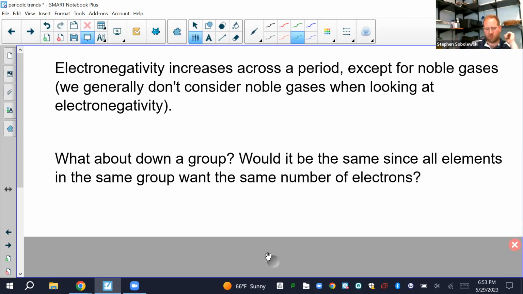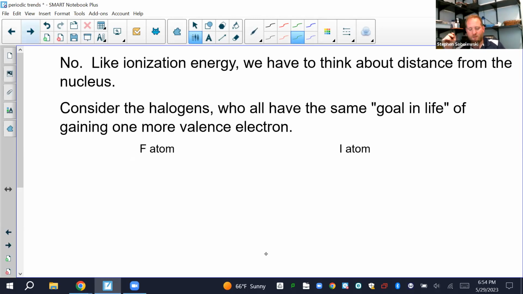But what about down a group? Would it be the same since they all have the same goal in life? Remember I said before, like all the halogens want to gain 1 electron. So are they all going to have the same electronegativity? No. And what was the answer before for why it's different? Distance from the nucleus, same here. Distance from the nucleus.